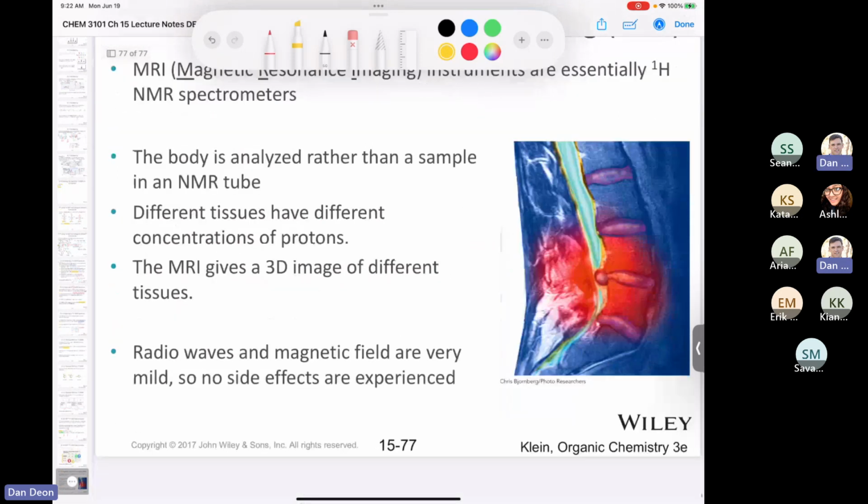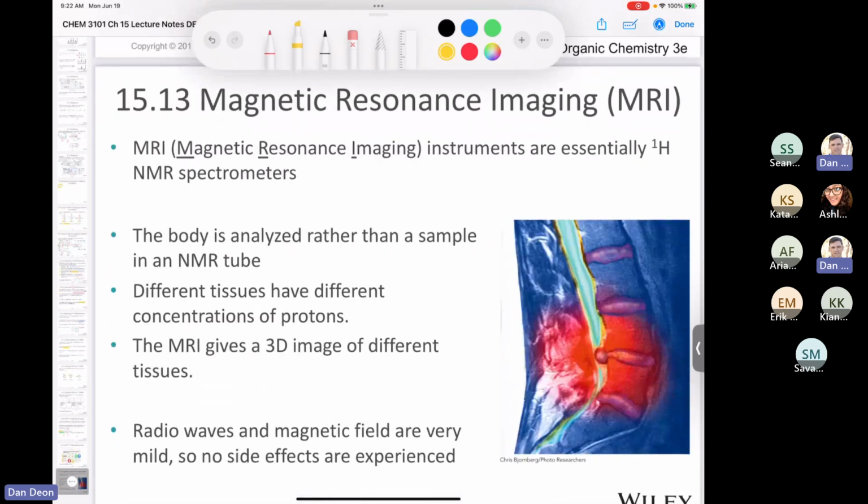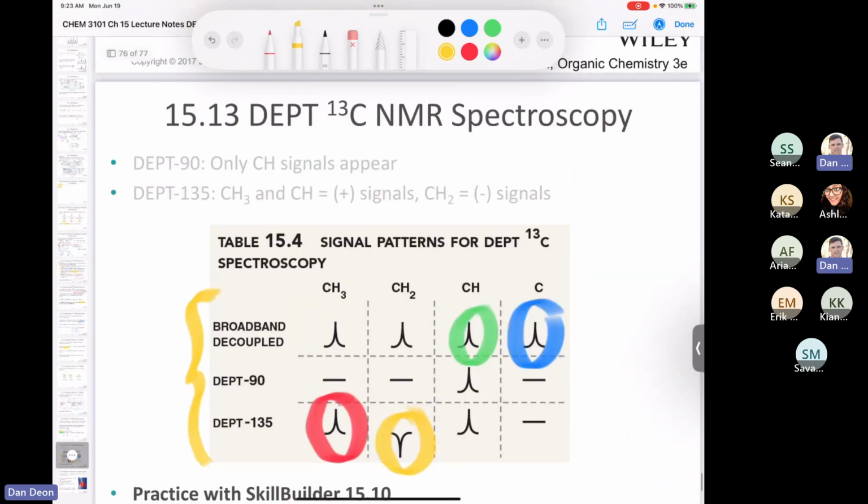I'm not going to cover the section on MRI. I'll just leave that. The MRI will be an FYI. Don't ask any questions about that, so you can take a look at that if you want.